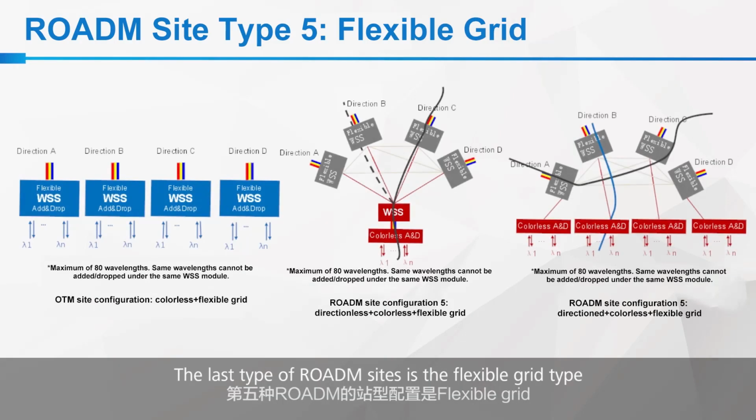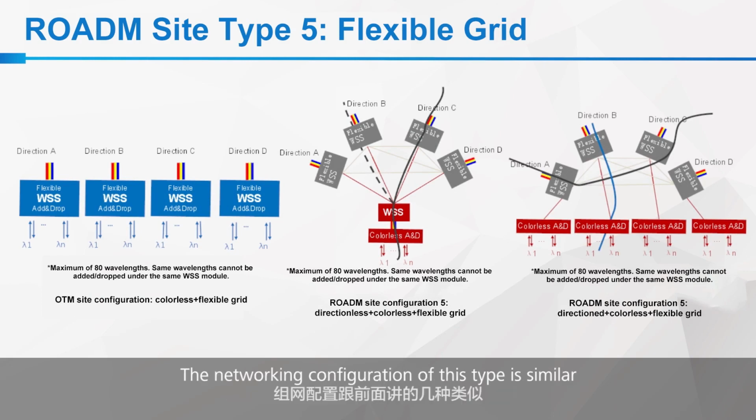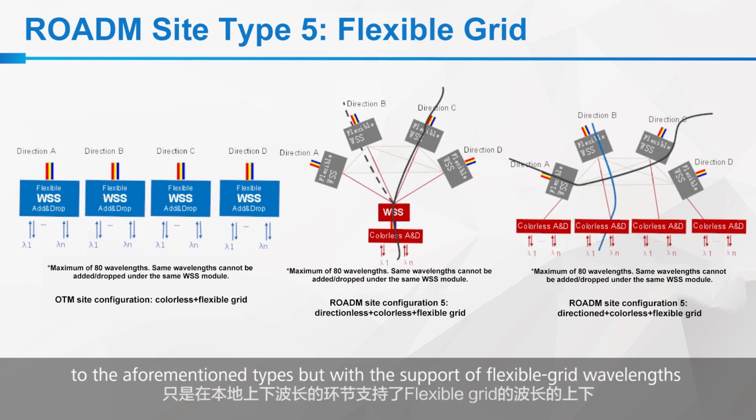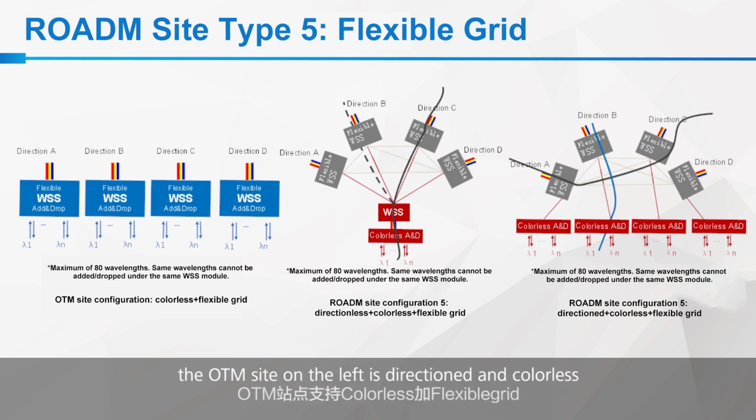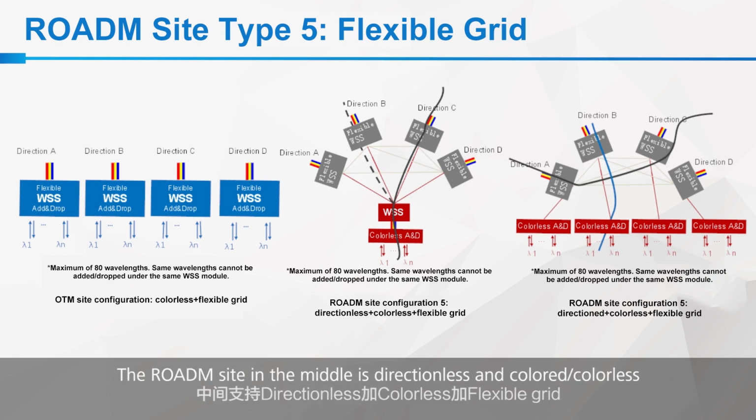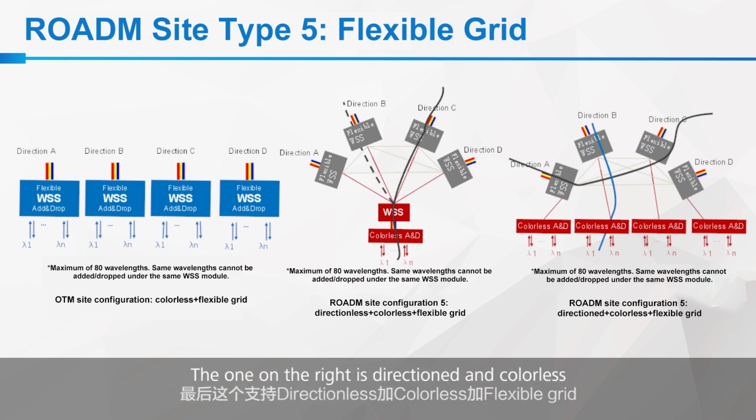The last type of ROADM site is the flexible grid type. The networking configuration of this type is similar to the aforementioned types, but with the support of flexible grid wavelengths at local adding-dropping ports. As shown in the figure, the OTM site on the left is directioned and colorless, and supports flexible grid wavelengths. The ROADM site in the middle is directionless and colorless, and supports flexible grid wavelengths. The one on the right is directioned and colorless and supports flexible grid wavelengths.